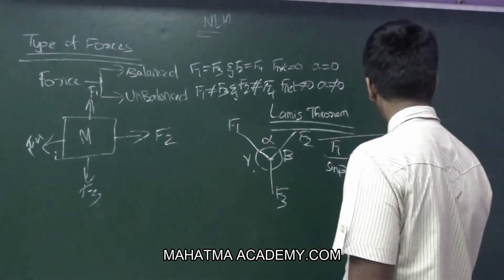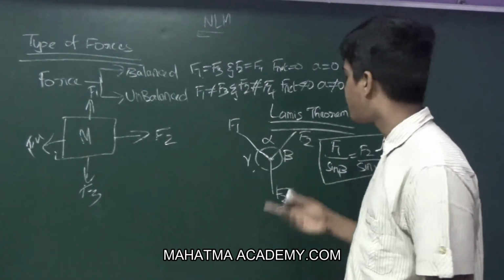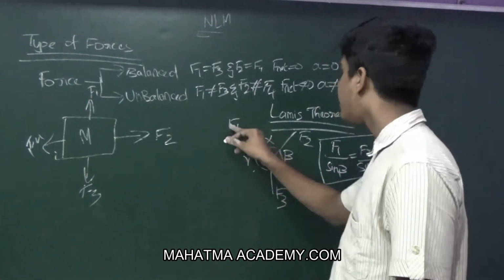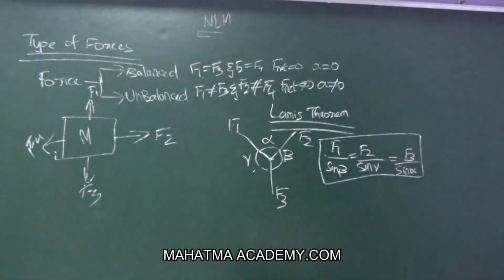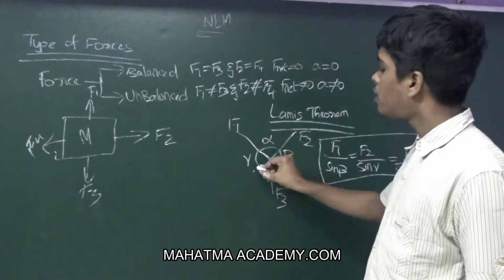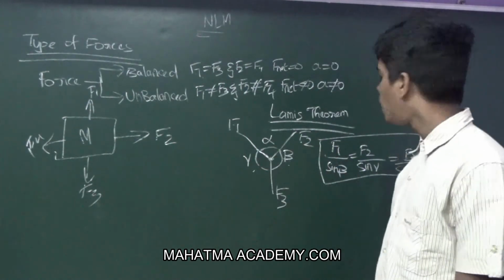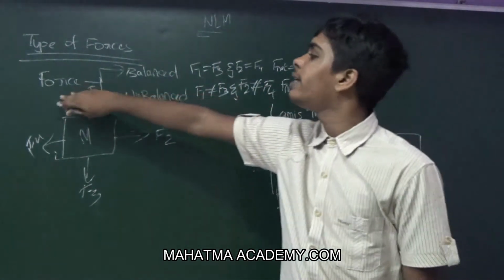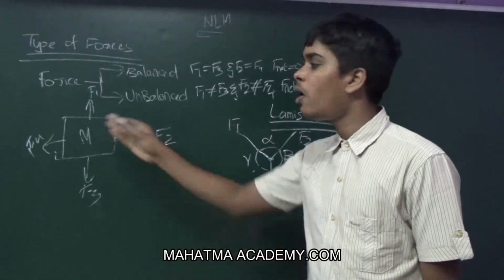It depends on the question paper. For example, if F1 has alpha, then we can take F1 upon sine alpha instead of sine beta. And if in the place of gamma we get beta, then F2 upon sine beta. Okay, now we have discussed the types of forces in which the normal force is divided into balanced and unbalanced forces acting on the bodies.